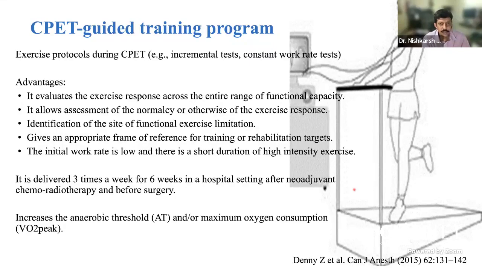It will allow for assessment of the normalcy or otherwise of the exercise response, and identify the cause of the functional exercise limitation. It will also give an appropriate frame of reference for training. So once we identify the causes, we know what needs to be improved and training can be done. There can also be a short duration of high intensity exercises if required. So a CPET guided training program can be delivered 3 times a week for 6 weeks, and it may help in overall improvement of the patient in the post intervention phase. It is also known to increase the anaerobic threshold and maximum oxygen consumption if done properly.